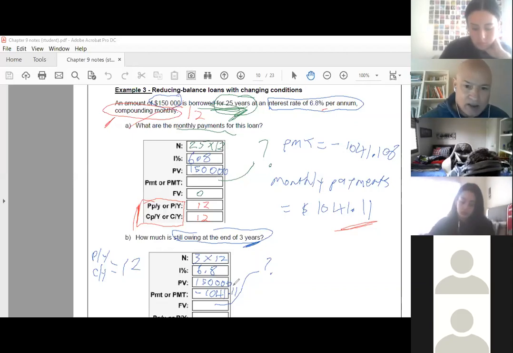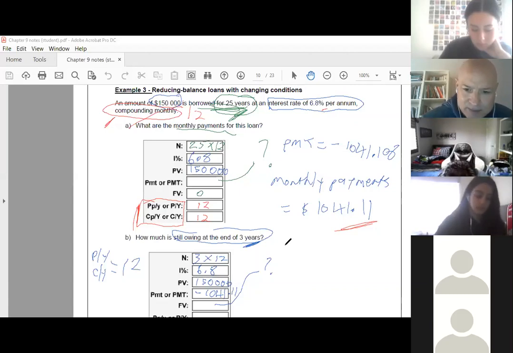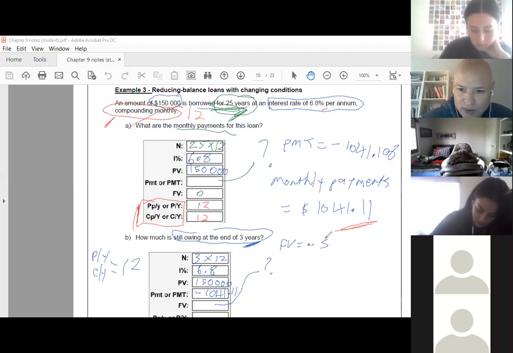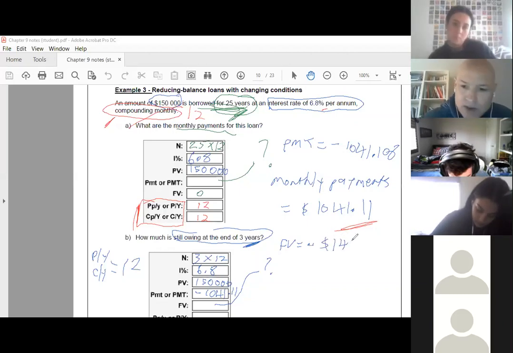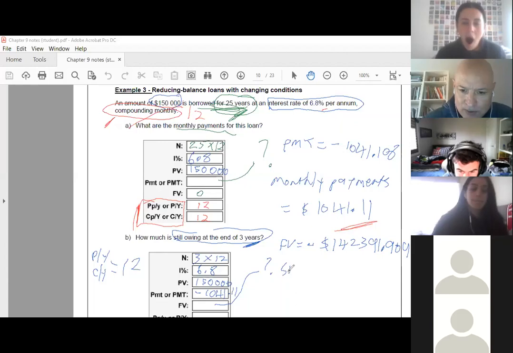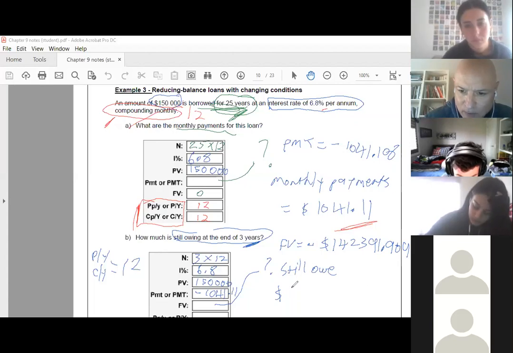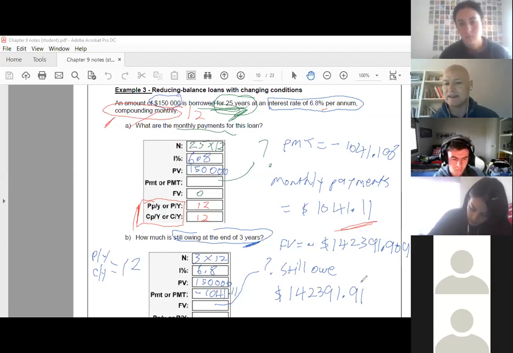Okay, tab, I've got 3 times 12, 6.8 stays, that stays, that stays, future value. So after 3 years, the future value is, of course, negative, because I still owe this much money. 142,391.91. So I still owe. We've got to work it out properly. Don't worry about the negative.